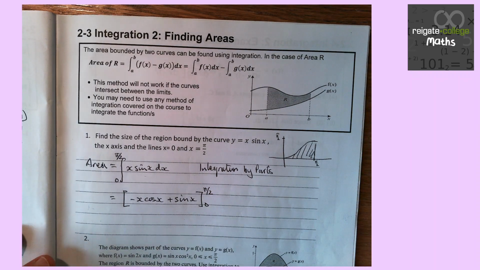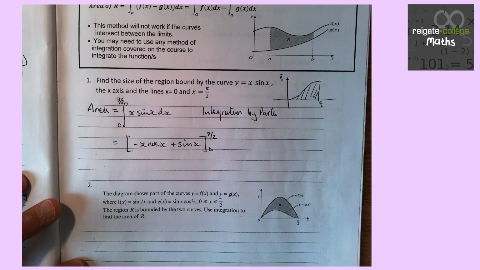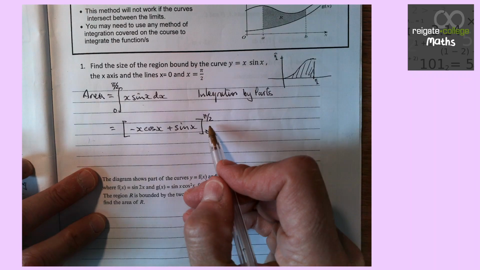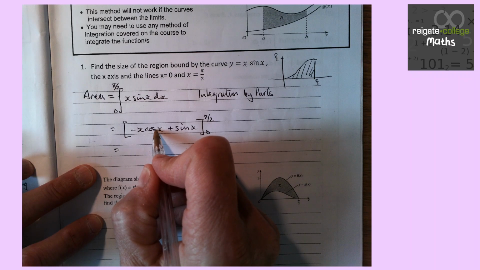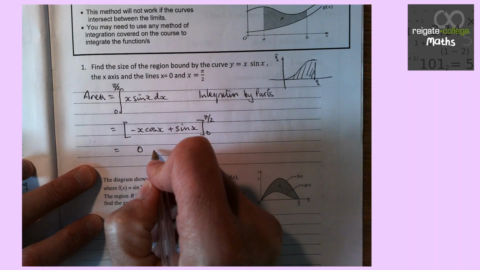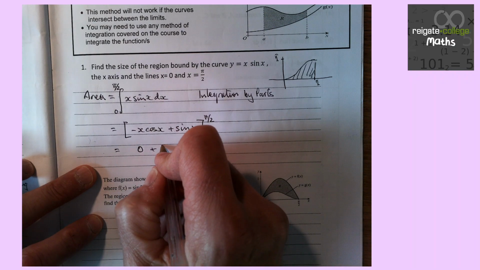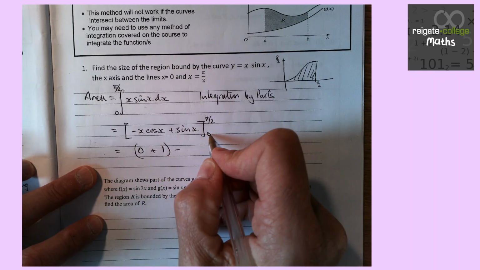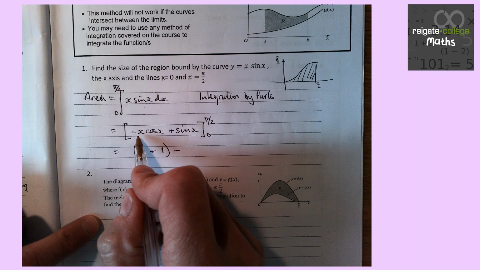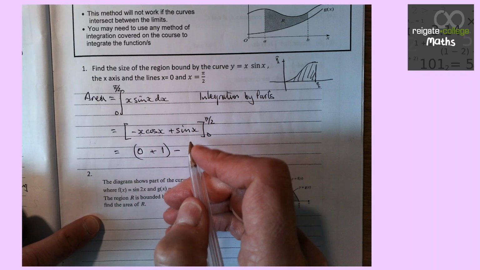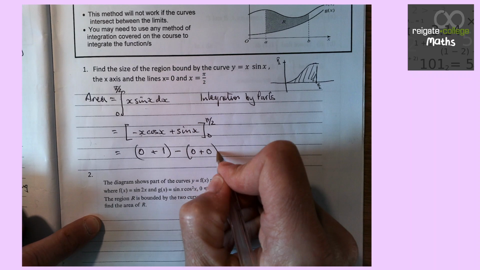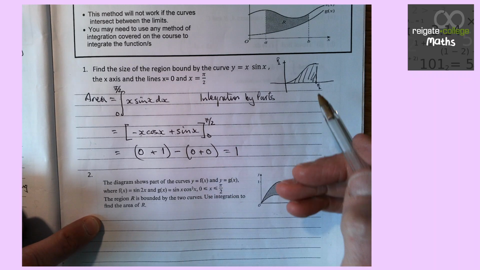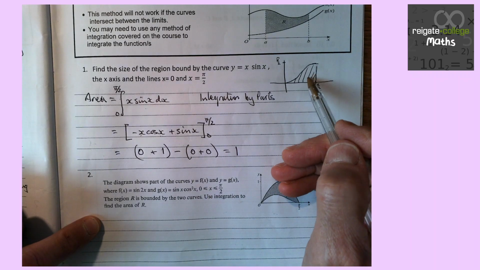So now we're going to substitute in. If I substitute pi over 2, cos of pi over 2 is 0, so I get 0 plus sine of pi over 2, which we've just seen is 1, so 0 plus 1. Minus, substituting 0 here, this term is going to be 0 if x is 0, and sine of 0 is 0, so this is plus 0. So the whole thing is equal to 1. So this area here is 1 unit squared.